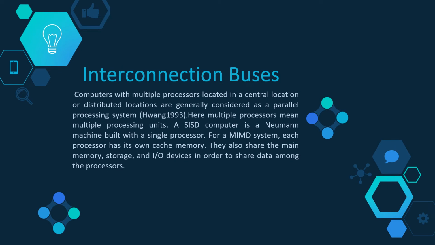Next is interconnection buses. Computers with multiple processors located in a central location or distributed locations are generally considered as a parallel processing system. Here, multiple processors mean multiple processing units. A SISD computer is a von Neumann machine built with a single processor. For MIMD systems, each processor has its own cache memory. They also share the main memory, storage, and I/O devices, input or output devices, in order to share data among the processors.